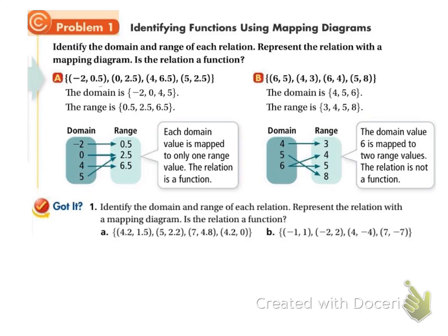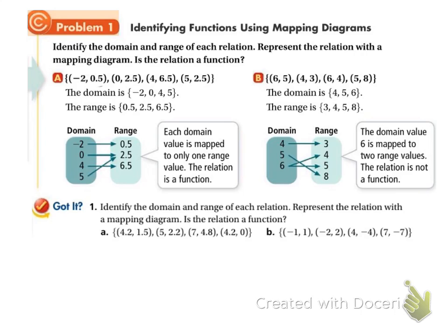It is a function if there's only one arrow coming from each of the domains. Remember, -2 needs to always go with the same number. So there's only one arrow; it always goes with 0.5. For 0, there's always one arrow. It only goes to 2.5. It's okay that 5 goes with 2.5 as long as every single time 5 goes with 2.5.